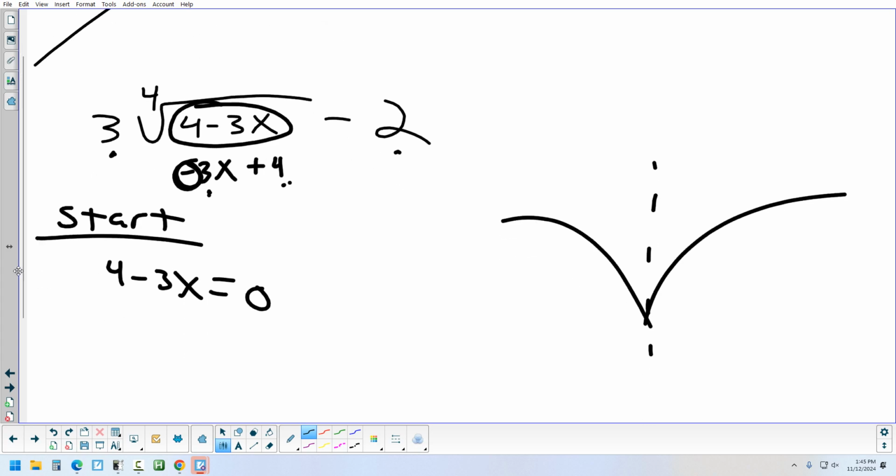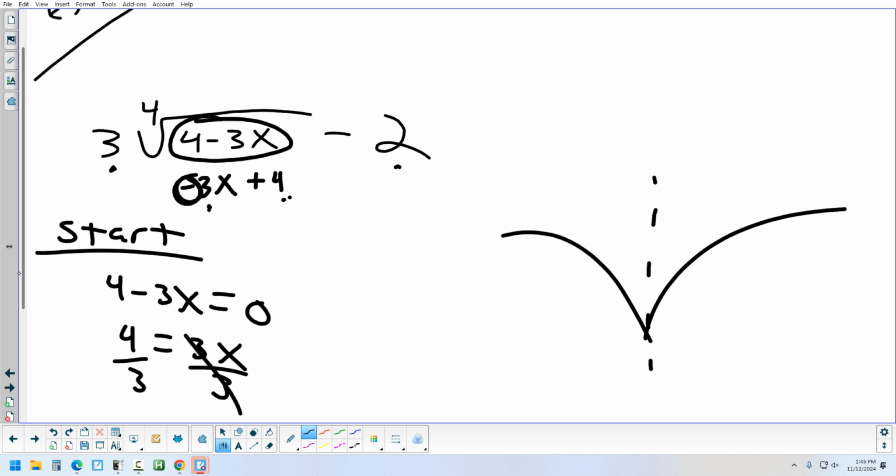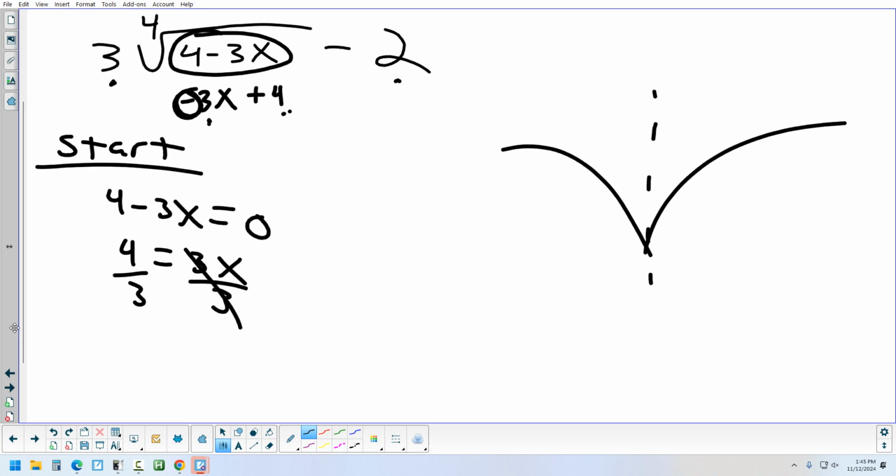Okay. What would be our first step to solve that? You have to add 4. No, subtract 4. You could subtract 4, then you're going to have to deal with negatives, which is fine. You could do that. Or what if I just want to avoid negatives? Plus 3. Yeah, just add the 3x to the other side. Now I don't have any more negatives. Now divide by 3. So what is the x value of my start point?